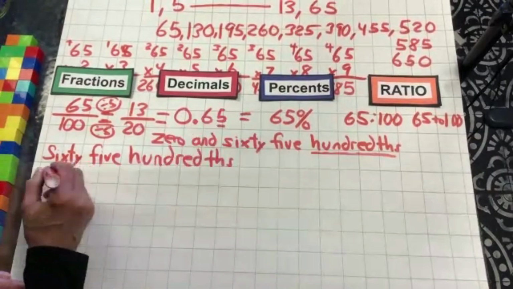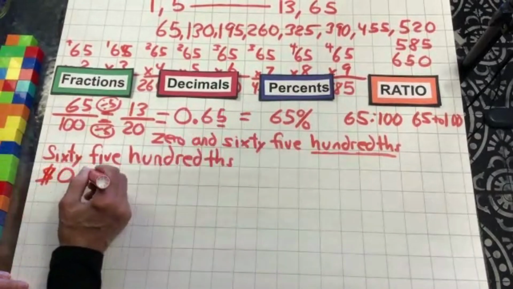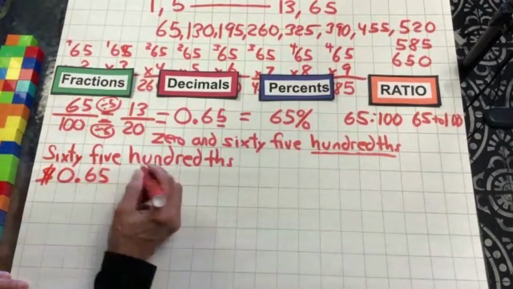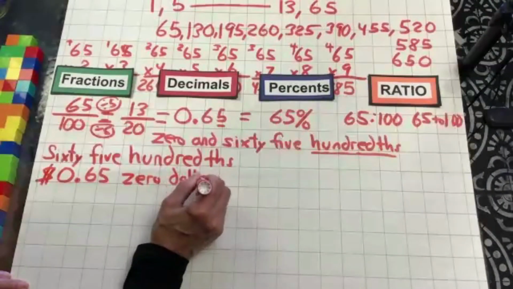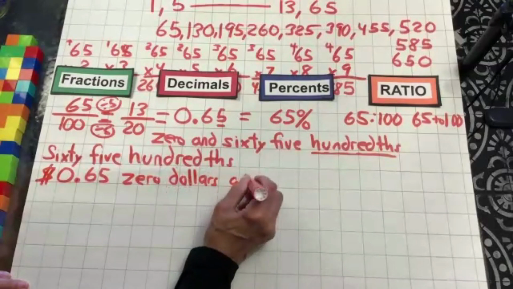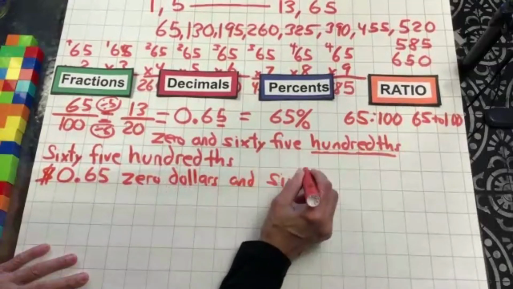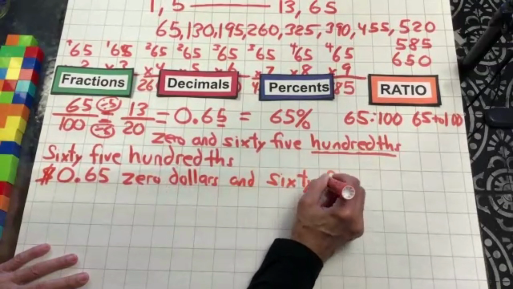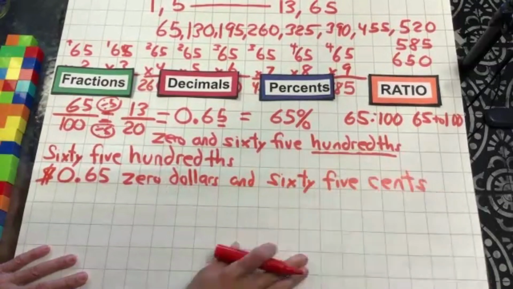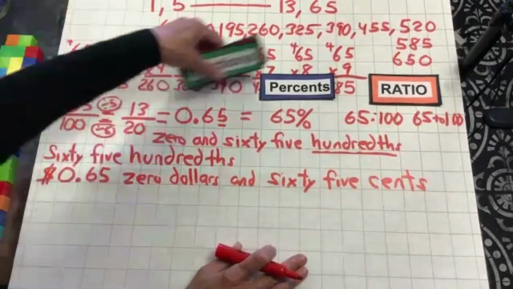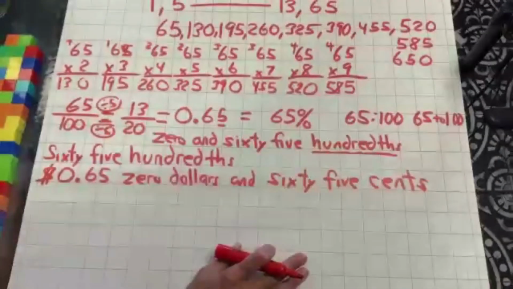All right, let's bring that decimal down and make it into dollars. And that would read $0, whole dollars, and 65 cents. All right, moving right along.